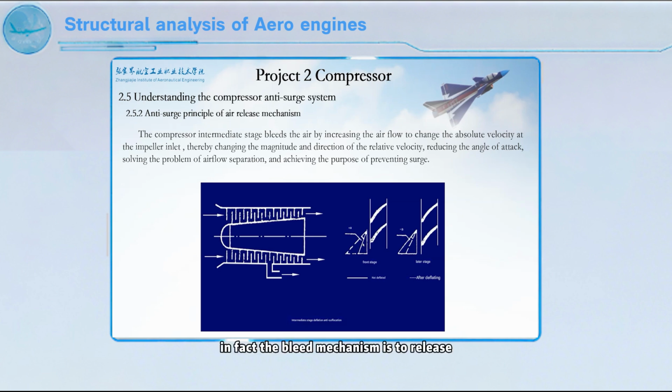In fact, the bleed mechanism releases air from the middle stage of the compressor and changes the absolute velocity at the impeller inlet by increasing the airflow, thereby changing the magnitude and direction of the relative velocity, reducing the angle of attack, solving the problem of airflow separation, and achieving the purpose of anti-surge. However, bleed air will also reduce the efficiency of the engine.